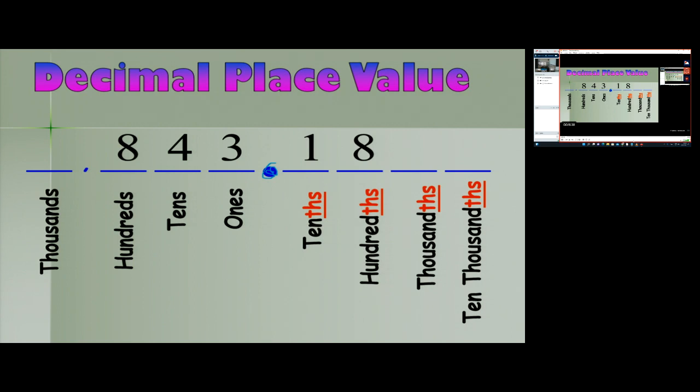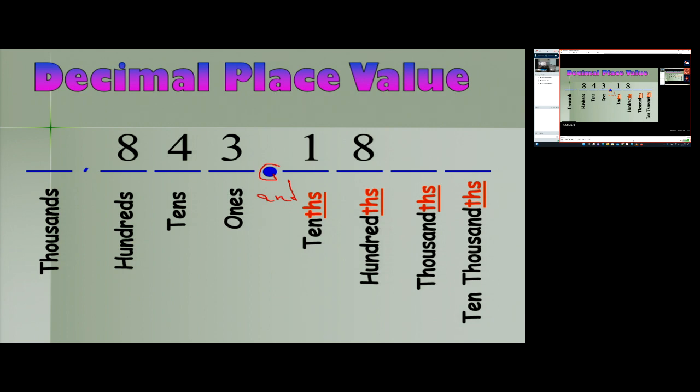843. How do you read it? Now, I will teach you how to properly read decimal numbers. So, this decimal point is read as "and".